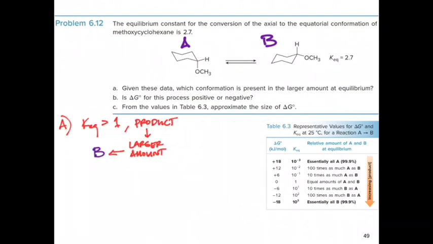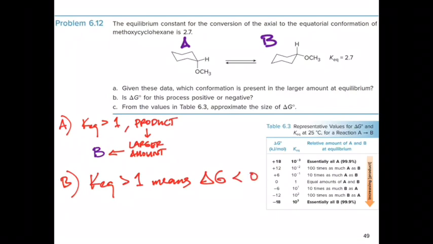And for part B here, is delta G for this process positive or negative? All right, so for part B, again, if we have KEQ greater than 1, then that means that delta G must be a negative value. And in this case, we have negative.